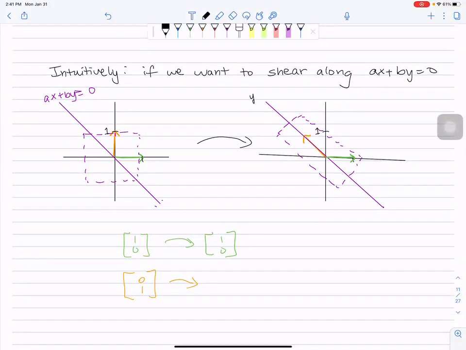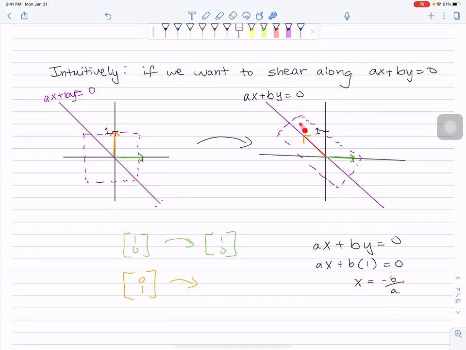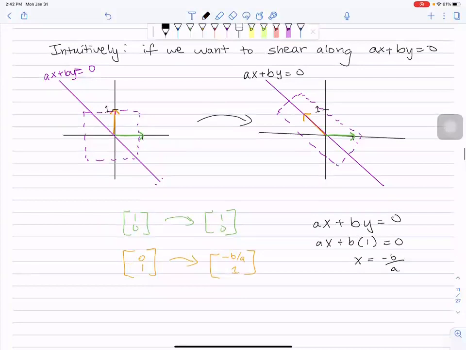Again, this line is ax plus by equals 0. If the y value is still 1, we have 1 there, and then we solve for x. So in general, for any line, 0, 1 will go to negative b over a, 1. Thus, our matrix A will be 1, 0, and negative b over a, 1. Any questions on shearing?